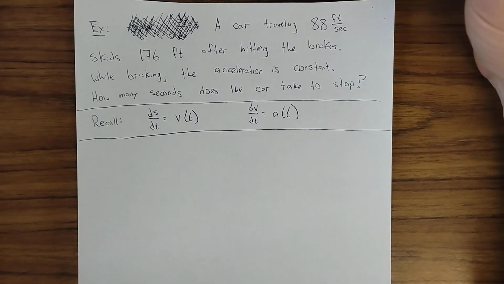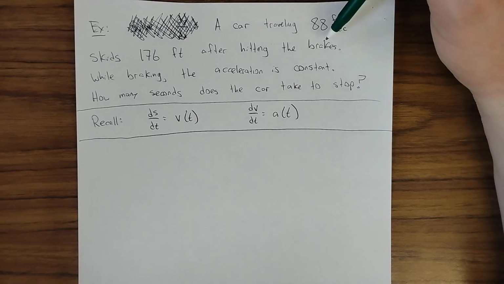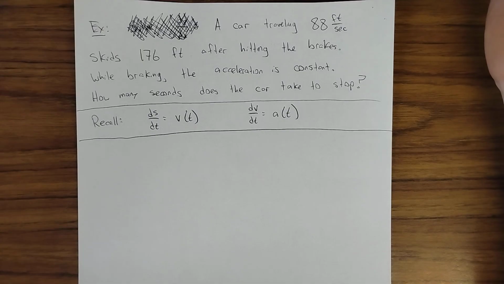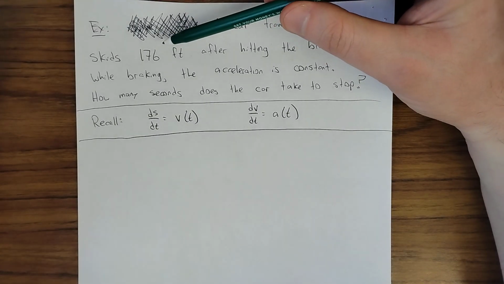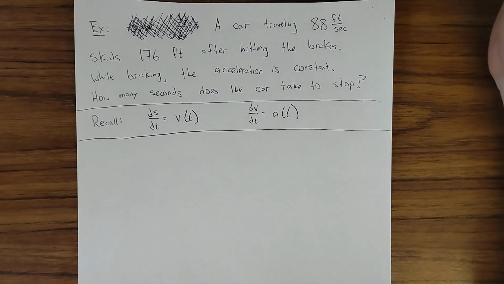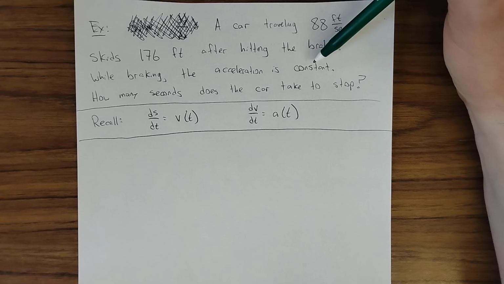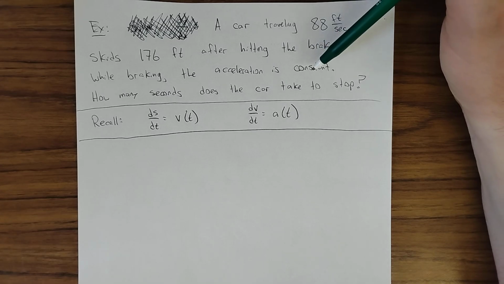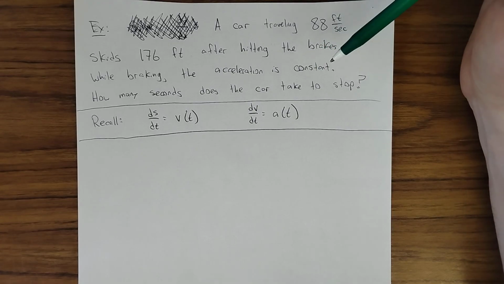So here we go. We have a car that is initially traveling 88 feet per second, and then it hits the brakes. Between the time that we hit the brakes and the time that we stop, the distance that we skid is 176 feet. Let's assume that the acceleration is constant when we're hitting the brakes. And the question is, how many seconds does it take the car to stop?